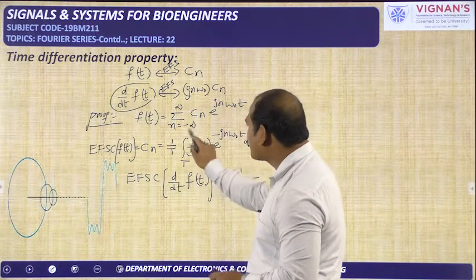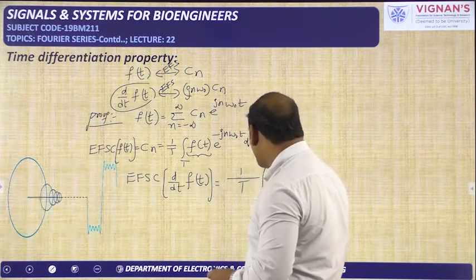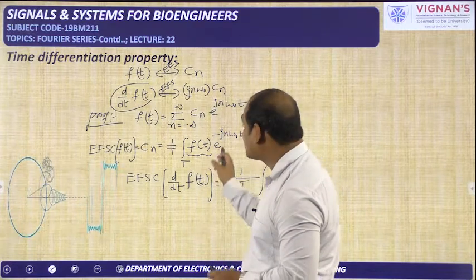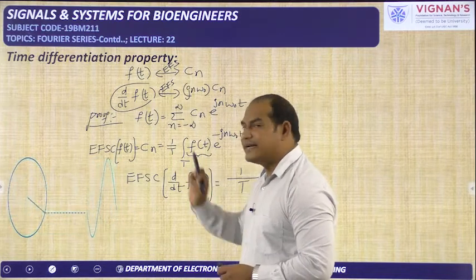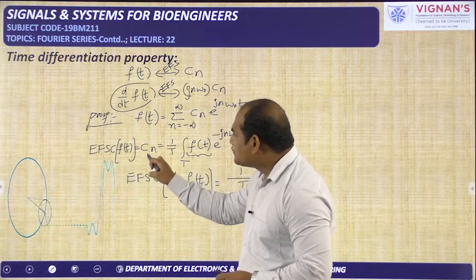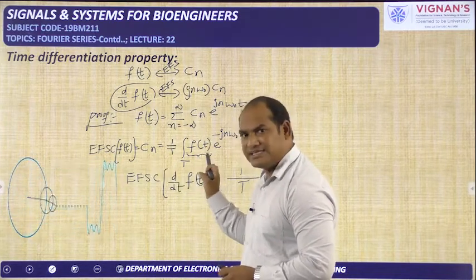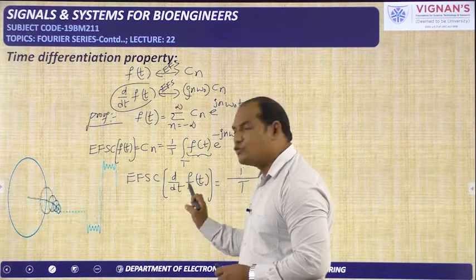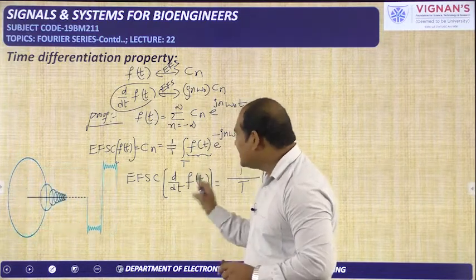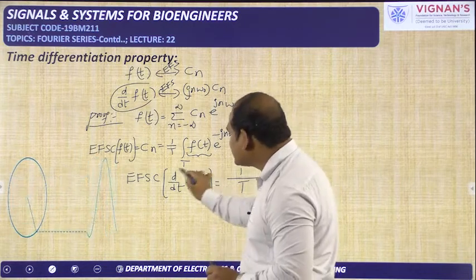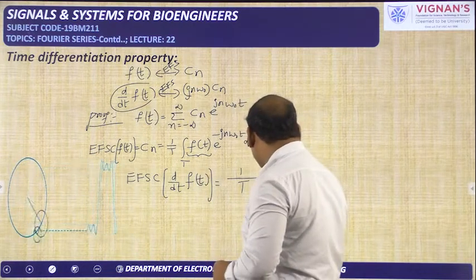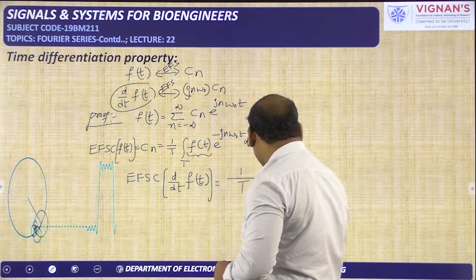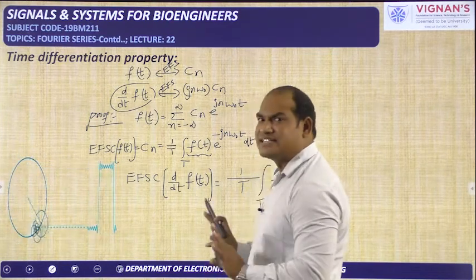After that, the integral is required over one period. After that, we need to write the signal for which we are calculating the coefficient. Here, this is the coefficient for f of t, that's why f of t is written. Here we are going to find the coefficient for which signal? d by dt of f of t. This is the place for the signal for which we are calculating the coefficient. So we have written the signal.